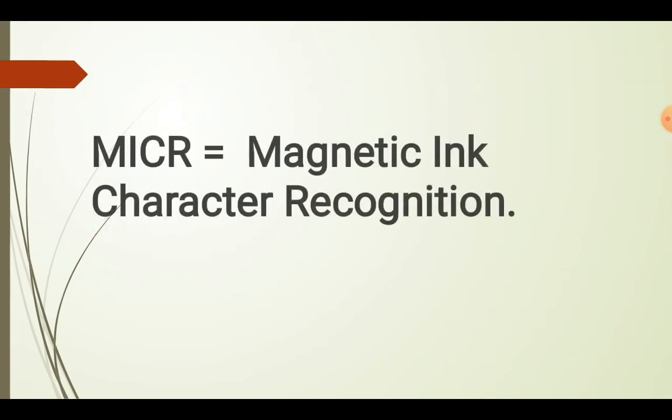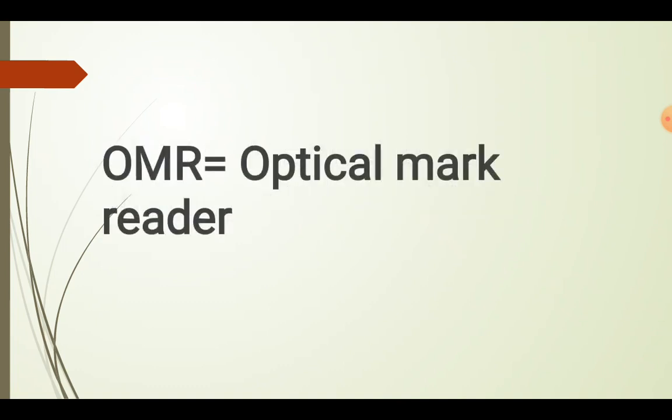First abbreviation is MICR. Students, we have discussed it in commonly used computer devices, and we know very well that MICR stands for Magnetic Ink Character Recognition. Now, the second abbreviation is OMR. Students, we have discussed it in our lessons as well, and I hope that you remember it. OMR stands for Optical Mark Reader. That's the answer of question 1.